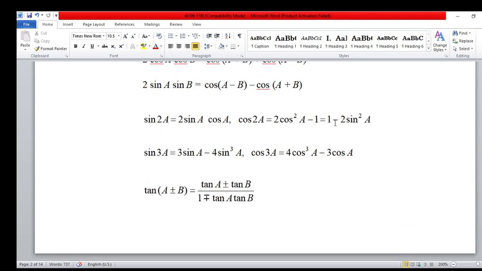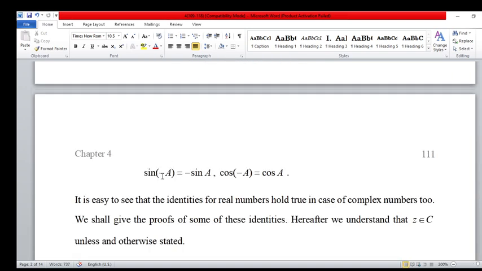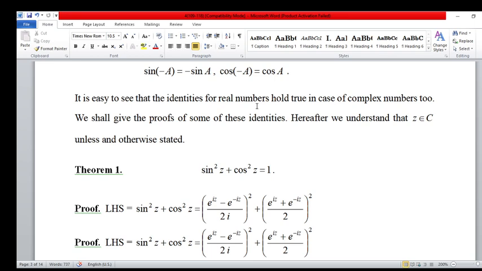sin 2a is equal to 2 sin a cos a, and cos 2a is equal to twice cos²a minus 1, and this is 1 minus twice sin²a. This is the triple-angle formula. And sin(−θ) is equal to minus sin θ, and cos(−θ) is equal to cos θ. These are the trigonometric formulas.